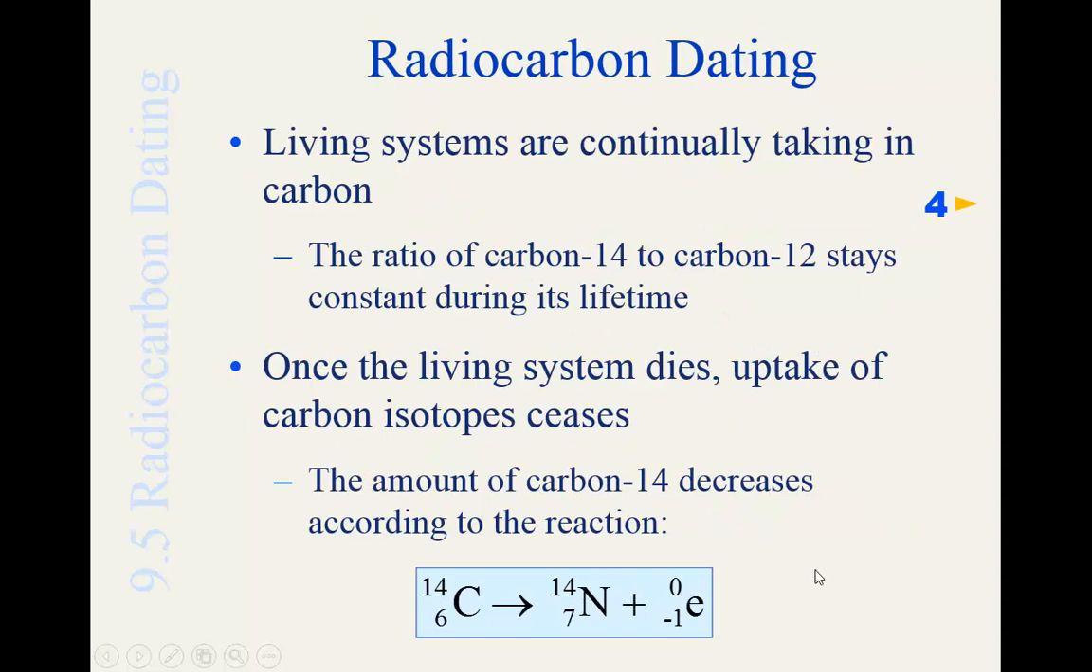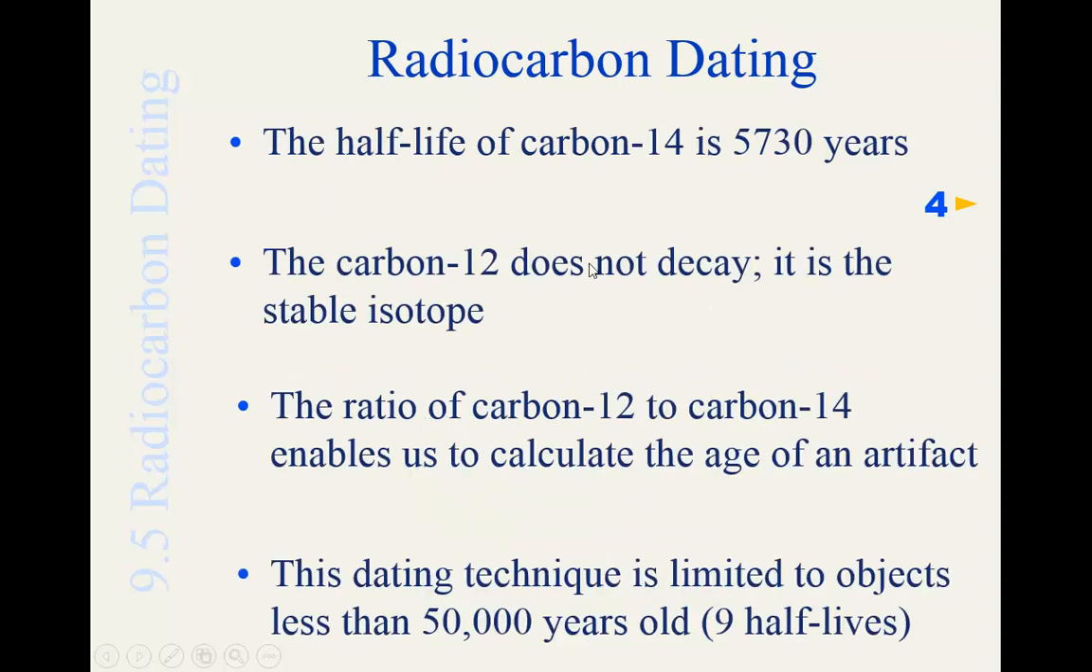As long as we're living, that ratio stays constant, and that's the big assumption, that this has been constant throughout the history of the Earth. Once this living substance dies, it can't take up any more carbon-14. So the carbon-14 starts to decrease in the once-living object, back to nitrogen-14 through beta decay. From how much carbon-14 has decayed, and since we know the half-life of carbon-14, which we talked about in a previous slide, we can determine how old the object is. The half-life is 5,730 years. The carbon-12 doesn't decay, but the carbon-14 does. So that ratio allows us to predict the age of once-living things up to about 50,000 years old.